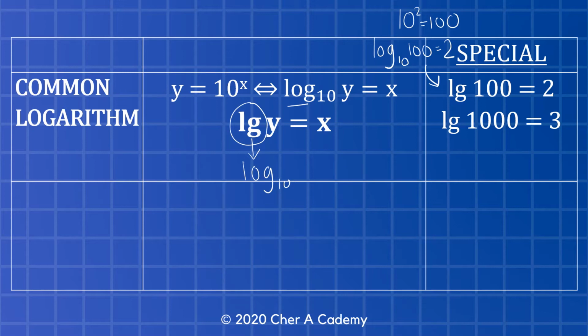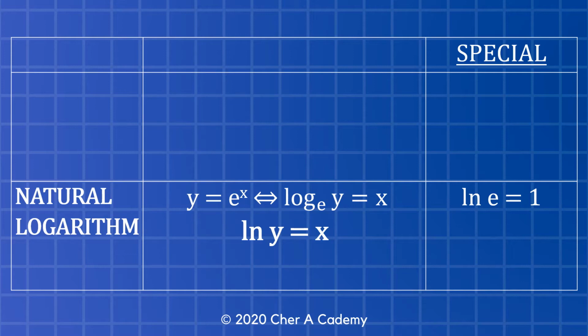So in another example, 10 to the power of 3 is equal to 1000. To change this to log form, it will be log base 10, 1000 equals 3. So in common log form, or we can rather write it as lg 1000 equals 3.